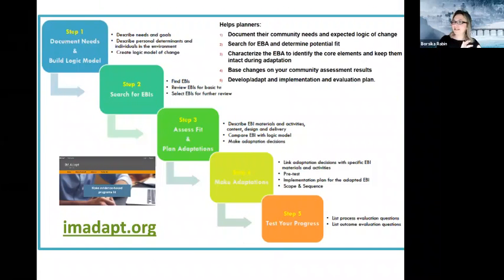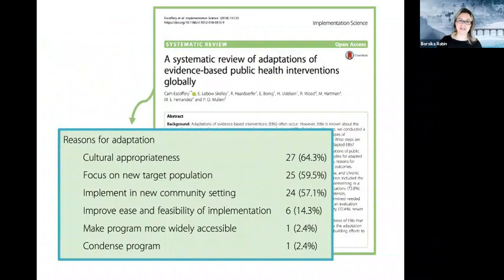And then just a different option for you: the IM-ADAPT has web-based support around it, so you might want to consider looking at this, developed by Maria Fernandez and colleagues. We also found this a useful way of thinking about pre-implementation adaptations.